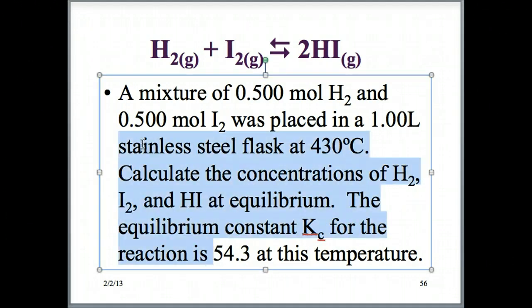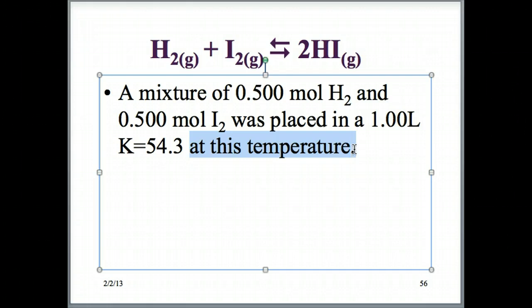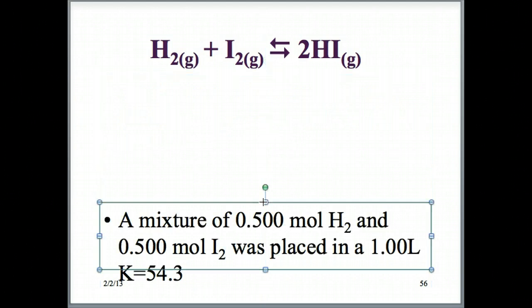I'm just going to make a little bit of room here. So this is basically all the information that we actually need. Pull this down, get me a whiteboard. We have a K value, 54.3. What does that mean before we even start? We already know that we're basically not going to have any reactant left. Since K is so large, this reaction is going to proceed very, very far to the right.